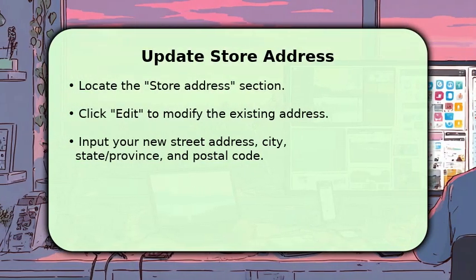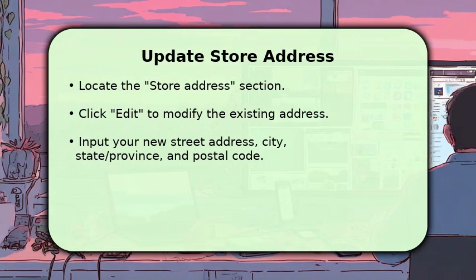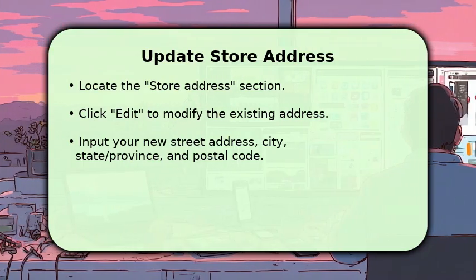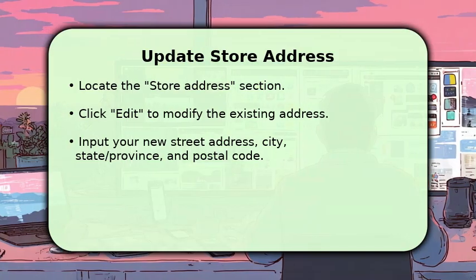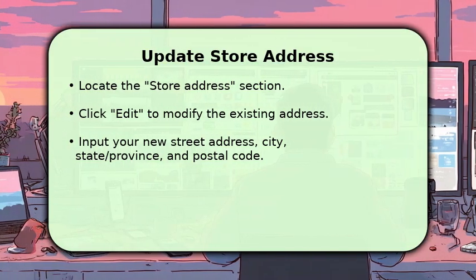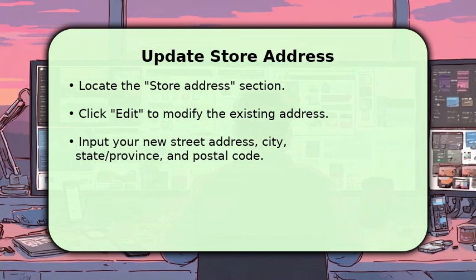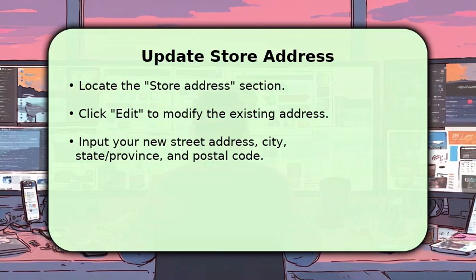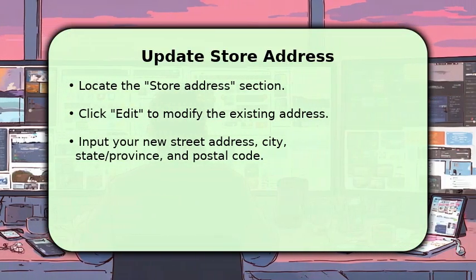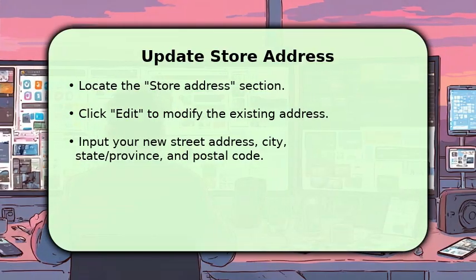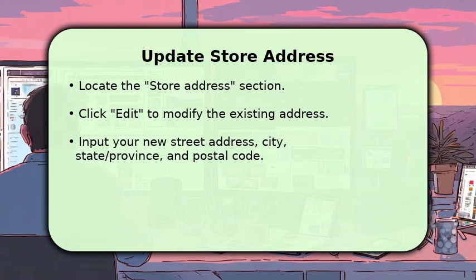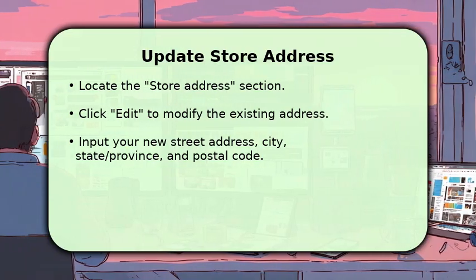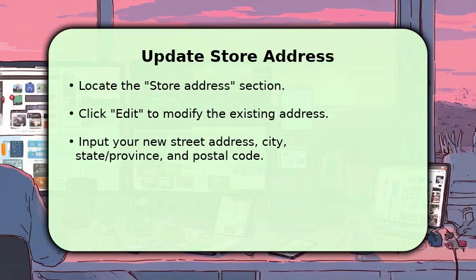Now, let's update the address itself. Within the Store Details section, locate the store address area. Click the Edit button to modify the existing address fields. Carefully input your new street address, city, state or province, and postal code. It's crucial to ensure all these fields are filled with 100% accuracy, as this information impacts your tax calculations and shipping rates significantly. Double-check everything before moving on.